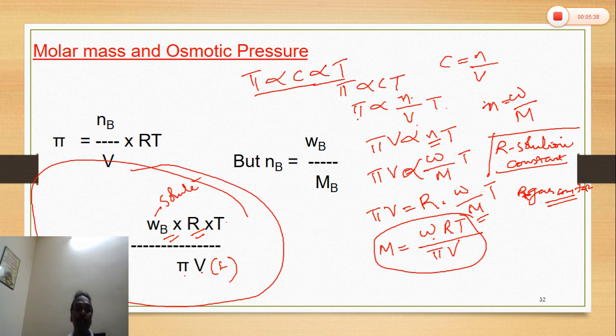Molar mass is equal to mass of solute into solution constant into temperature, divided by osmotic pressure into volume in liters. Here R has the same value, 0.0821 liter atmosphere per Kelvin per mole. This is the relation between molar mass and osmotic pressure.